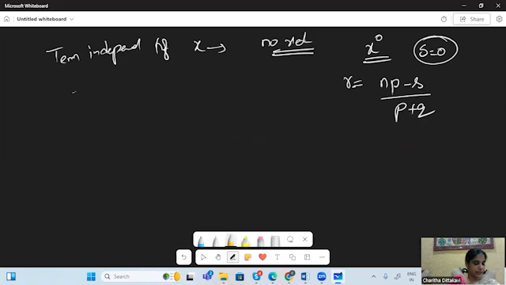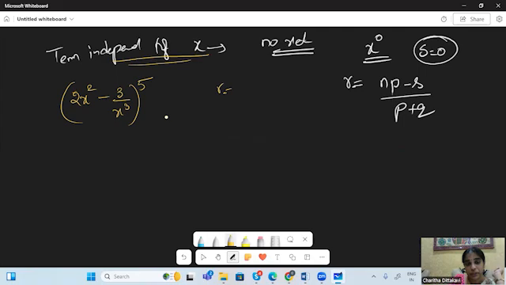Right. In the expansion of (2x² − 3/x³)^5, so this is the binomial expansion I'm giving you. What is the term independent of x? For this, my r will be (np − s)/(p + q). Your n is 5, p is 2, q is 3, along with s is 0, since there is no x to the power 0.